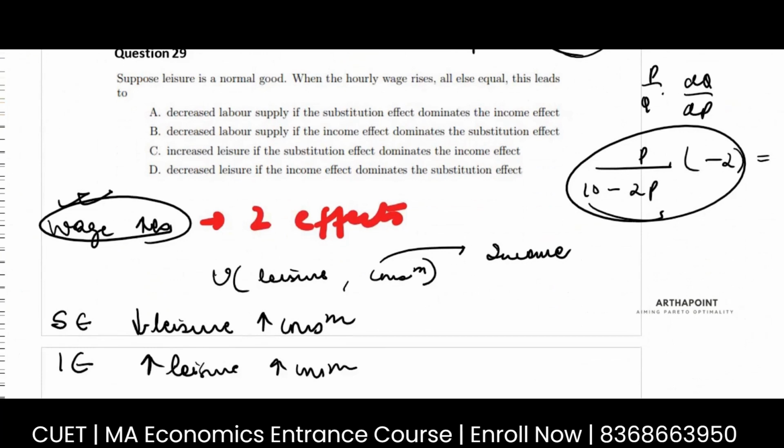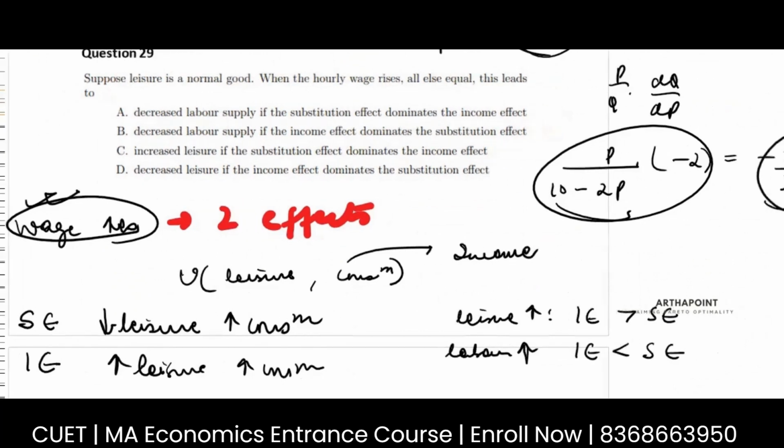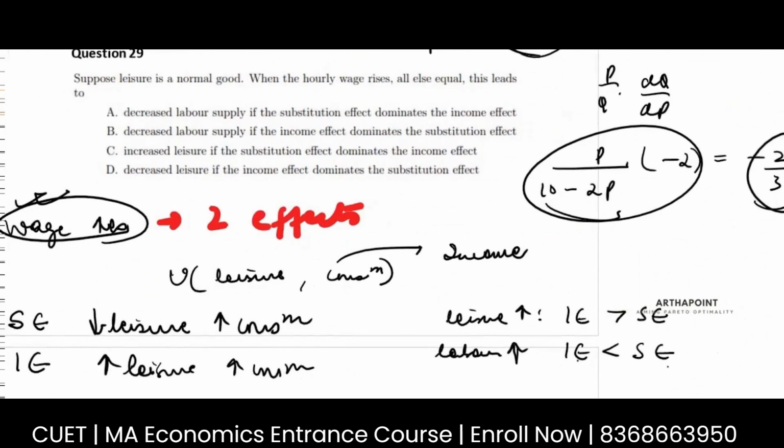So when will it happen that your leisure will increase? Your leisure will increase when your income effect is more than substitution effect, and your labor will increase when your income effect is less than substitution effect. Because when income effect is less, substitution effect is more, you will reduce leisure. And when you reduce leisure, labor will automatically increase. So these are the two things.